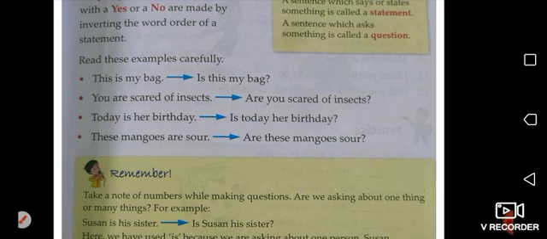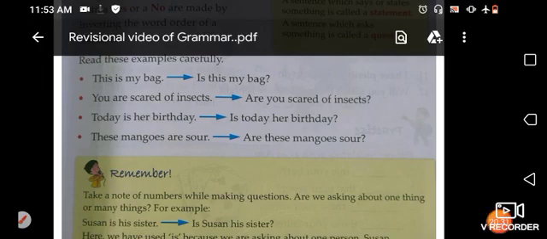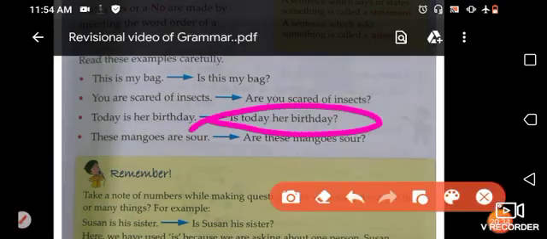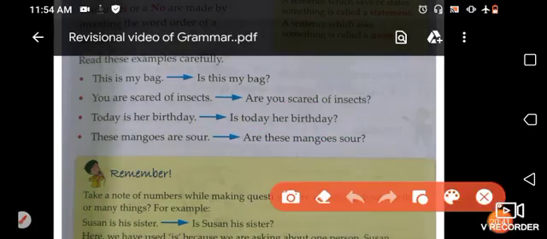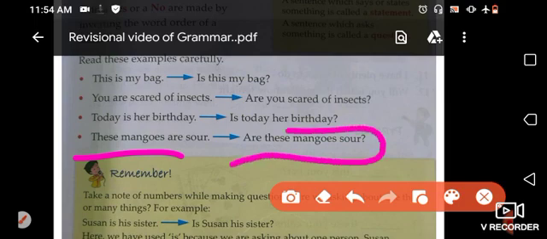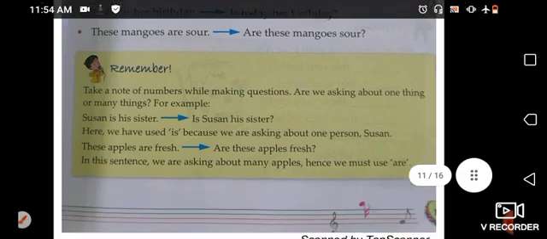It is a statement, it is a sentence, and if you want to make it a question, you will write the helping verb in the beginning and the rest of the sentence after that. Is today her birthday, and a question mark. It means someone is asking, is today her birthday. Next one is these mangoes are sweet. So if you want to make a question, then it will become, are these mangoes sweet.